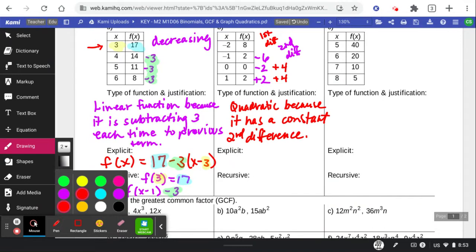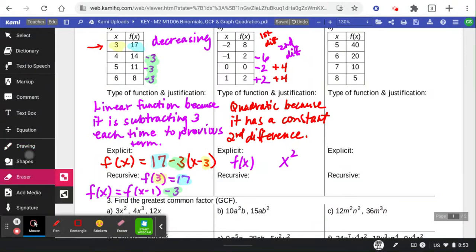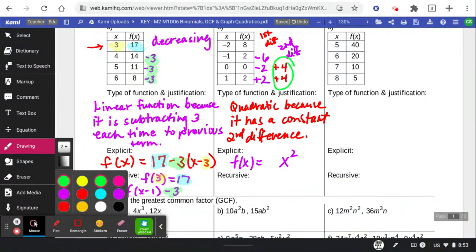Okay, so we go to write our explicit for the quadratic. We know that it starts with an x squared, and we're working with quadratics in the simple form of ax squared plus c. So how do I get that a value in front right here? Remember that I've got a constant second difference of 4. So to get the a value, we take half of that constant second difference of 4. What's half of 4? There's where the 2 comes from.